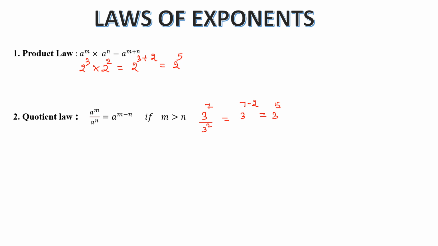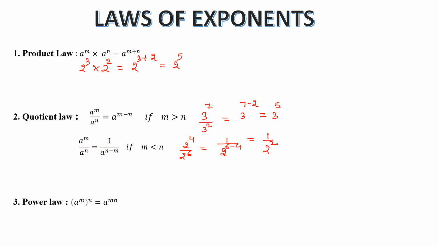Now this is the first case. Now in the second case, m is smaller than n, means the power of the numerator is smaller than n. So let's take an example for that case also. Suppose 2 to the power 4 divided by 2 to the power 6. And here the power in the numerator is 4, which is smaller than the power in the denominator. So in such a case, we have to write 1 by 2 to the power 6 minus 4, and it will be 1 by 2 square.